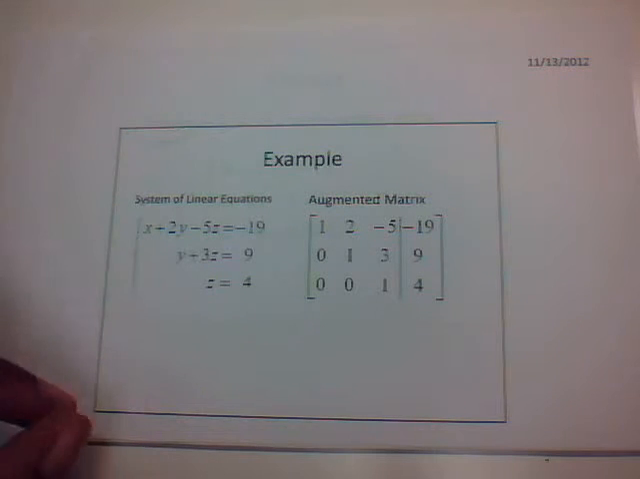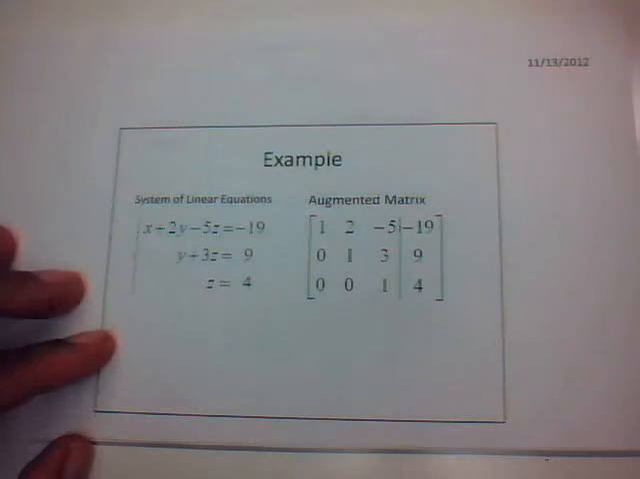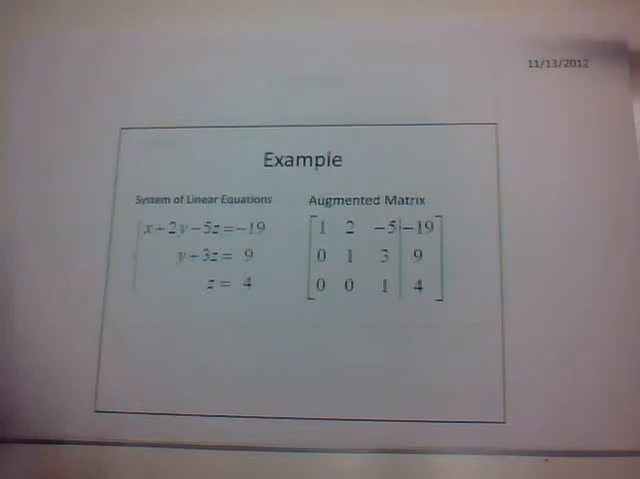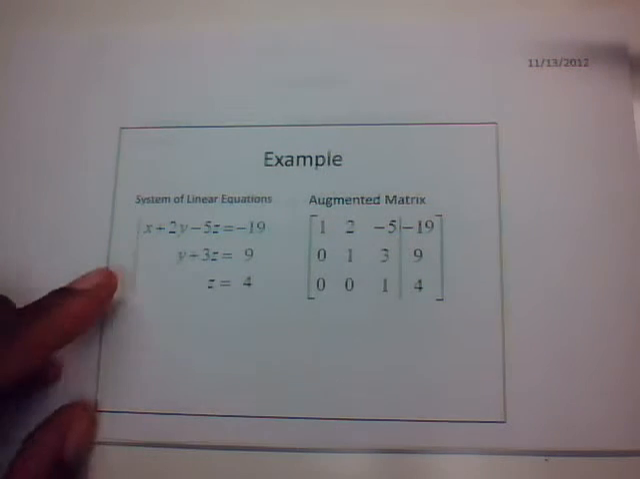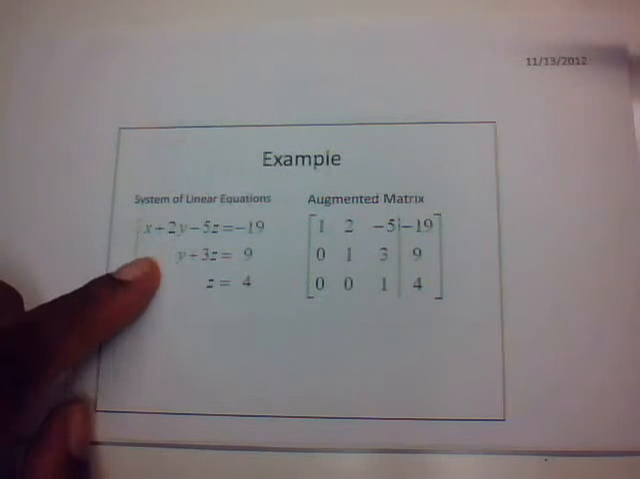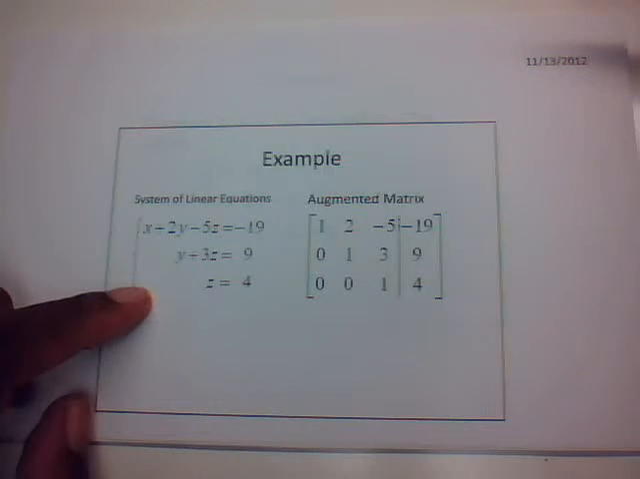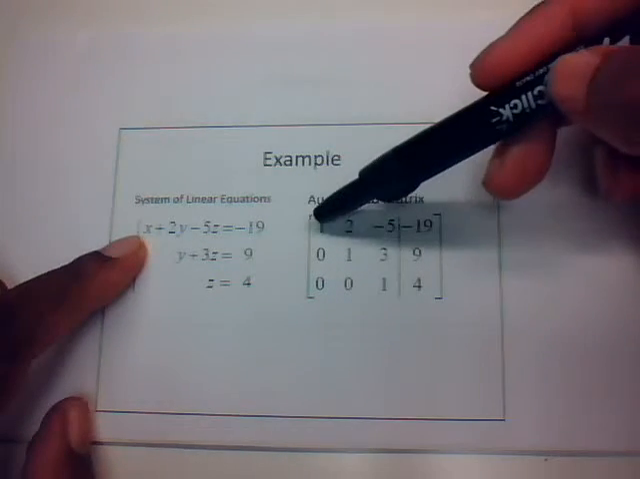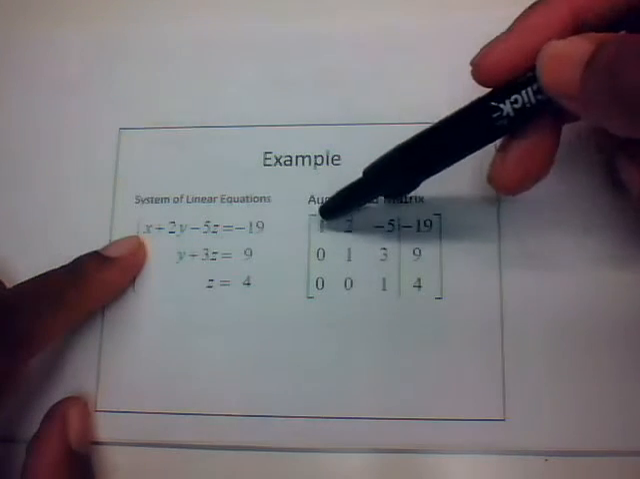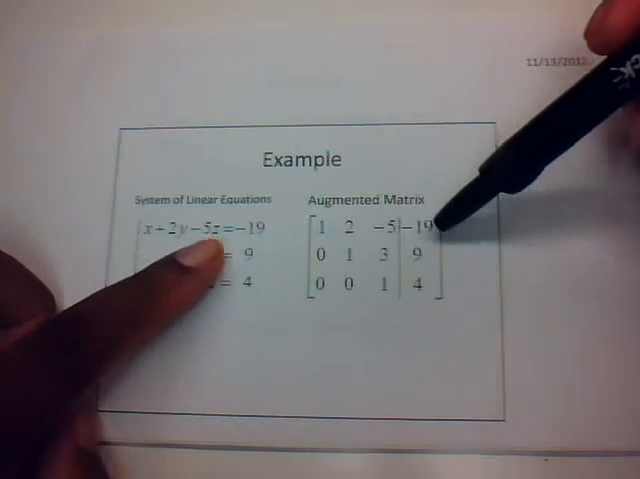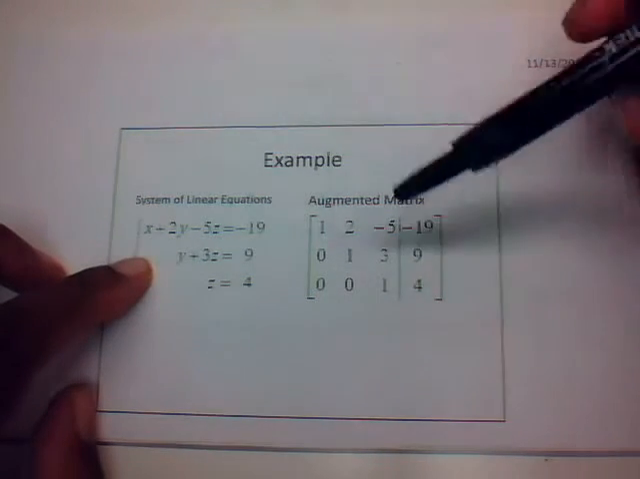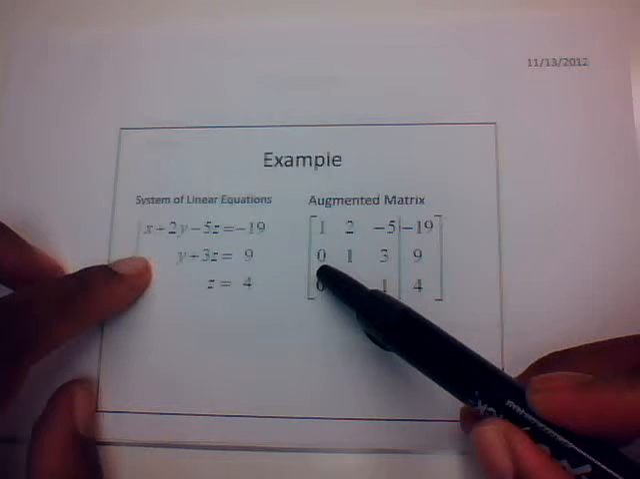All right, now here's another example. This one we have x plus 2y minus 5z is equal to negative 19. Then y plus 3z is equal to 9, and then z is equal to 4. Here we got variables missing in the second and the third equation. Now the first equation, we do have an x, y, and a z. So we can write that in augmented matrix form as 1, 2, negative 5, and then negative 19 as the constant. But for the second one, we're missing an x term, so we need to put a 0 here.